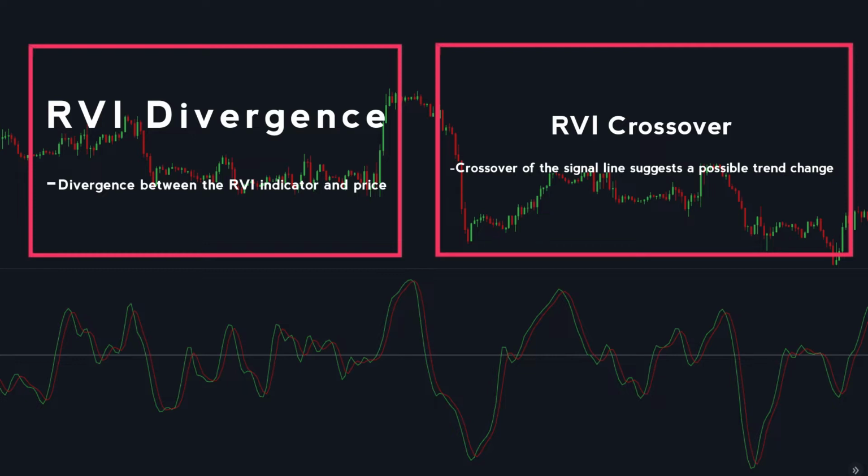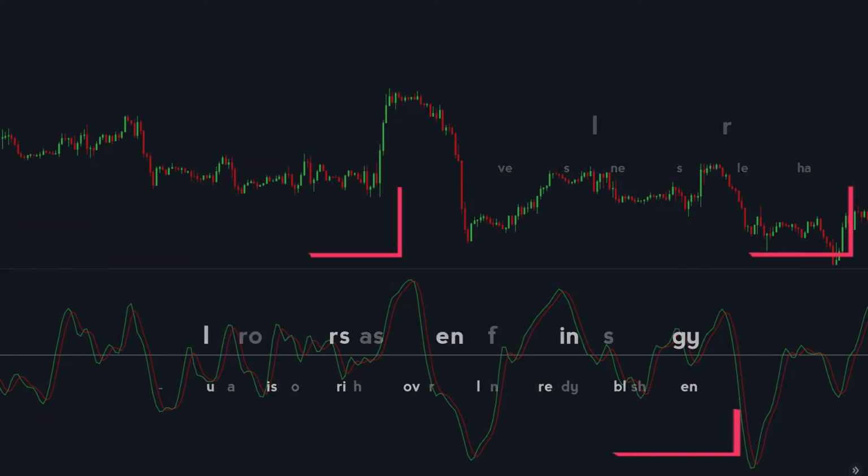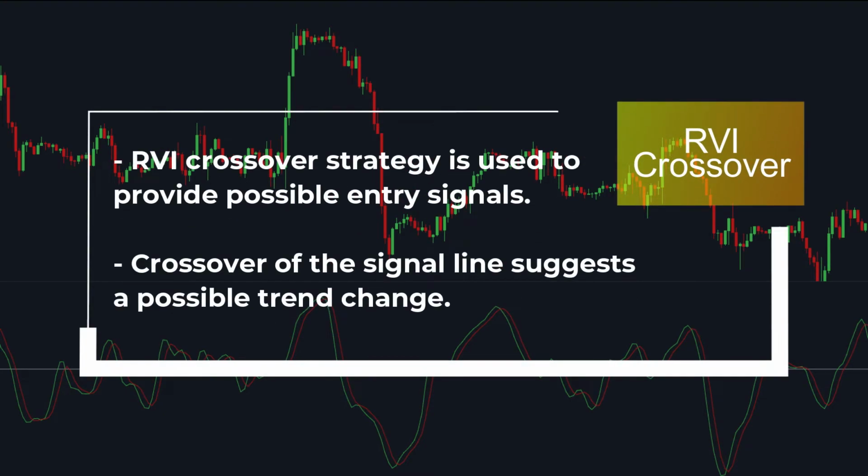And RVI crossovers as a trend-following strategy gives us a bullish or bearish crossover signal in an already established trend. These are the 3 most popular trading strategies to use with the Relative Vigor Index. And first out, RVI Crossover.